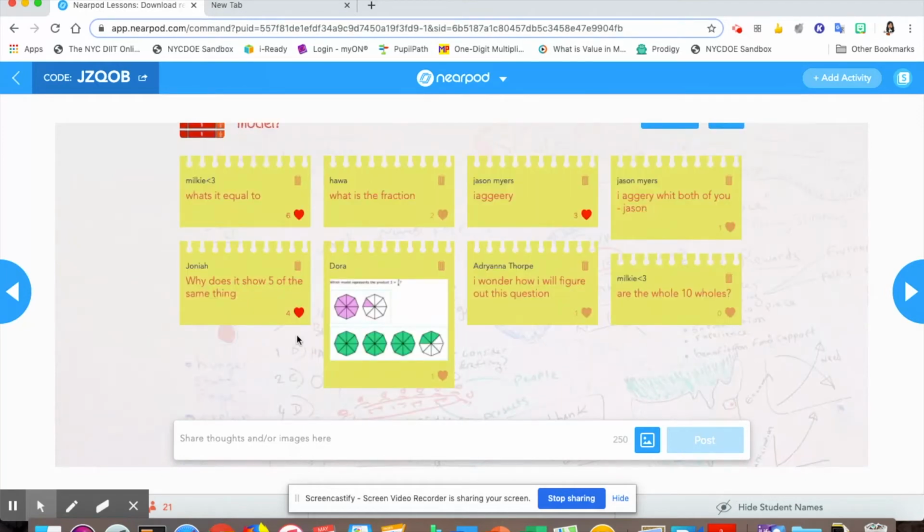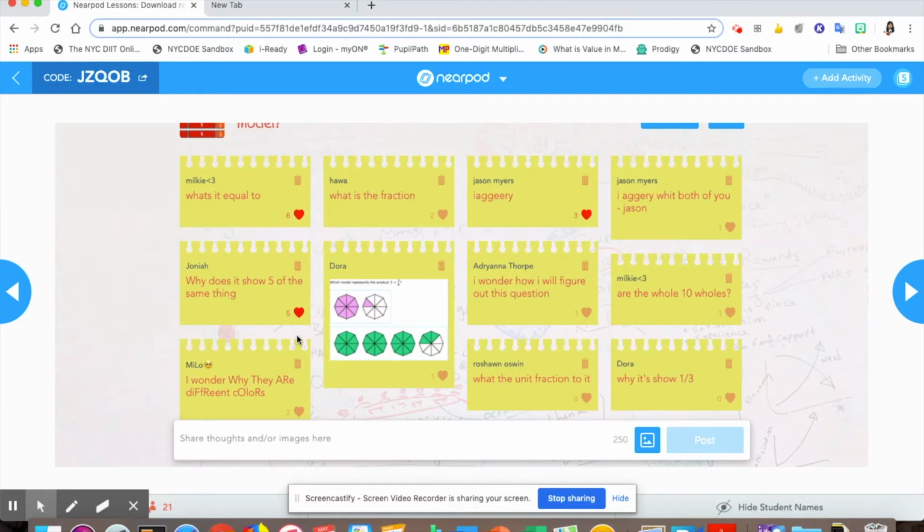Okay, Lizette's wondering if this is showing us 10 wholes. Kiana's wondering why this is in different colors. Okay, Roshan's wondering about the unit fraction. So what unit fraction is it showing? Darlin shared, why is it showing 1/3? Okay, excellent. Inez is agreeing with Lizette. What is this equal to? Good.